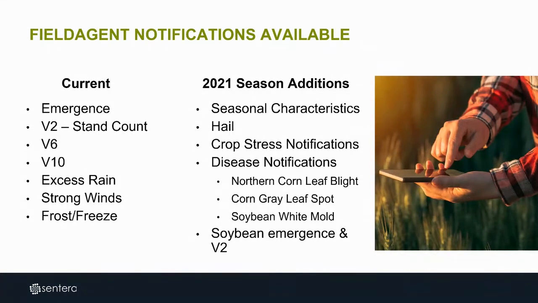So when we talk about optimization and managing logistics, where to be, why to be somewhere, and when to be there, think about not having to review satellite data, but having that reviewed for you and the potential problems presented to you. And then also disease notifications, northern corn leaf blight, corn gray leaf spot, and soybean white mold. And then also we're doing soybean emergence and V2 as well as corn.